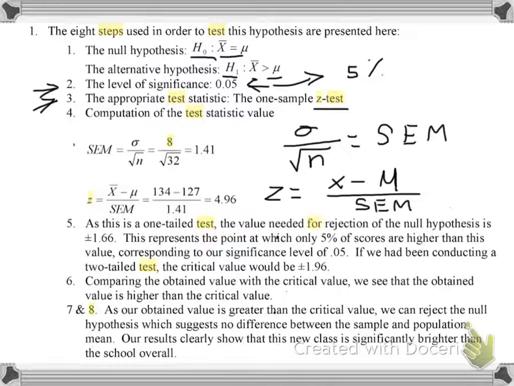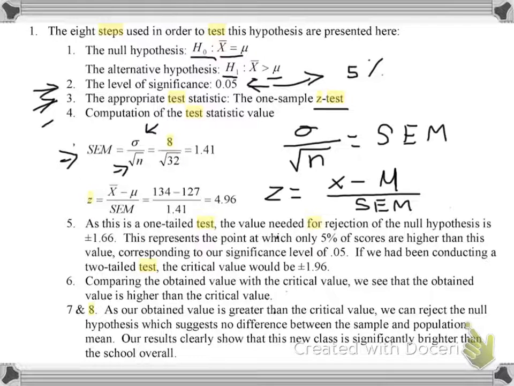In step 4, we're going to start doing some computation for the test statistic and the values. First, we have to determine what the SEM, or the standard error of the mean, is. The way we calculate that is by taking our standard deviation and dividing it by the square root of the size of the sample. And we'll get into that a little bit further also when we have our problem that we have to work on.